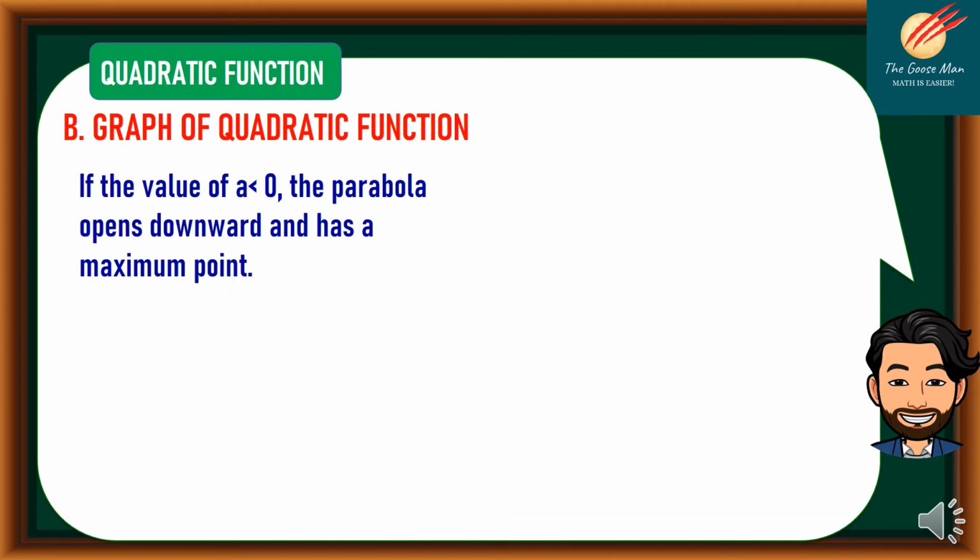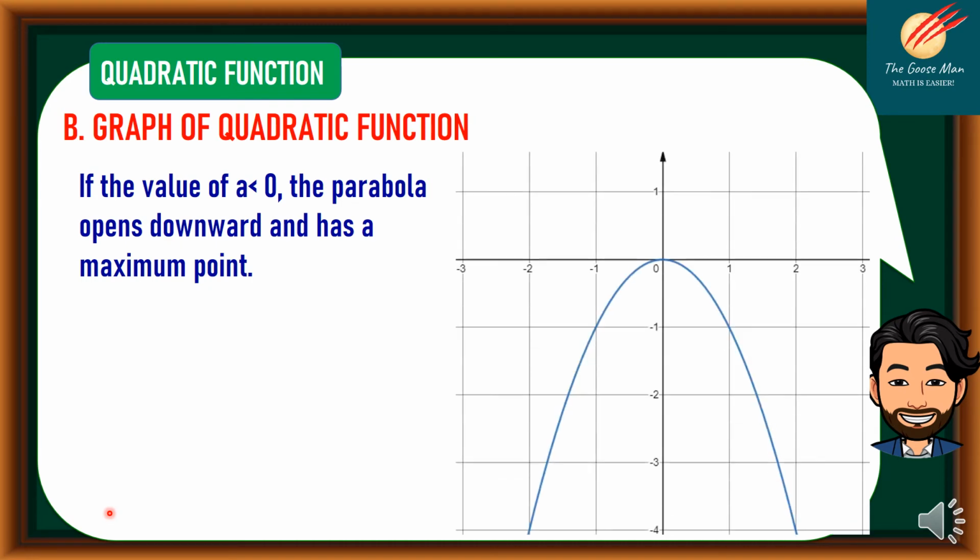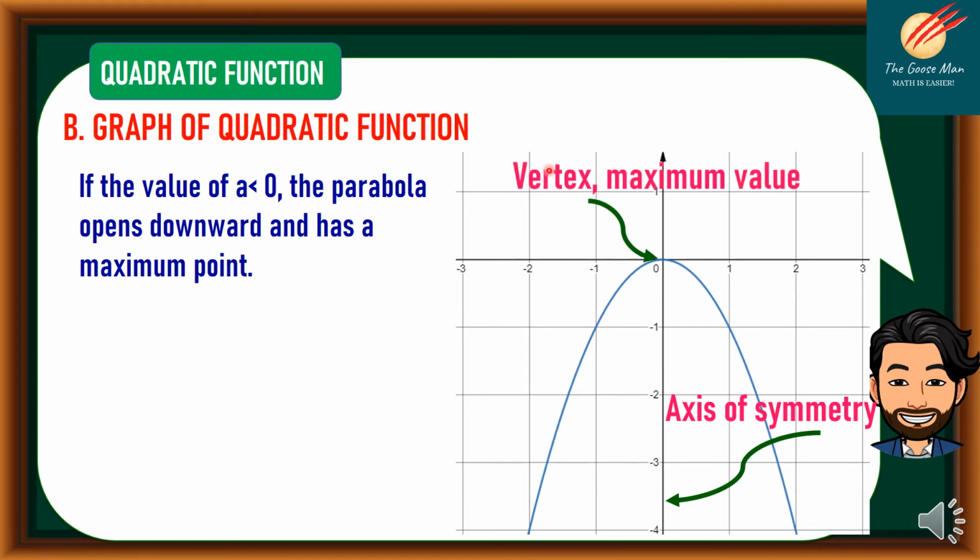However, if the value of a is less than 0 or negative, the parabola opens downward and has a maximum point. If we have this illustration, we call this line the axis of symmetry, so it divides the parabola into two equal parts. And of course, we have the vertex. This is the vertex, which is the maximum value if our a is less than 0 or a is negative.